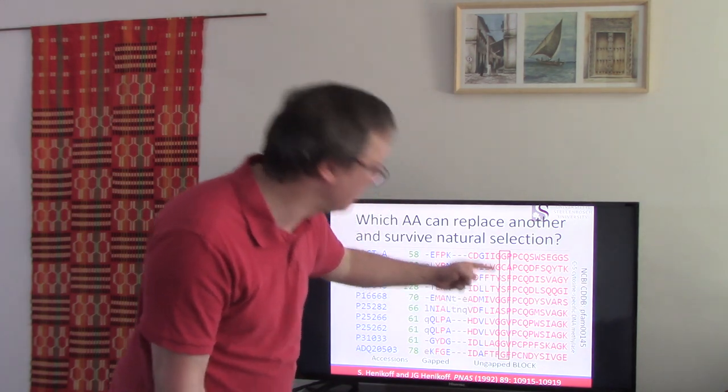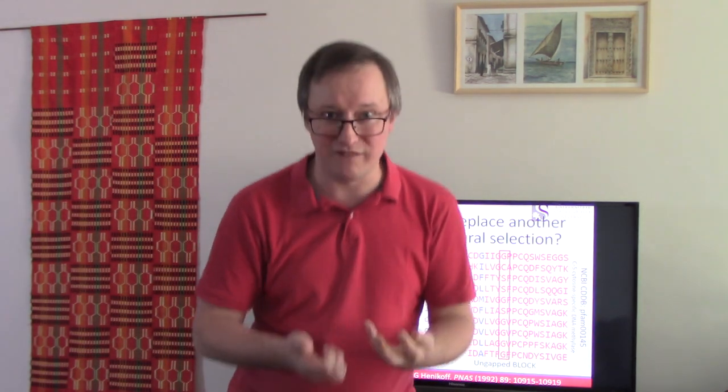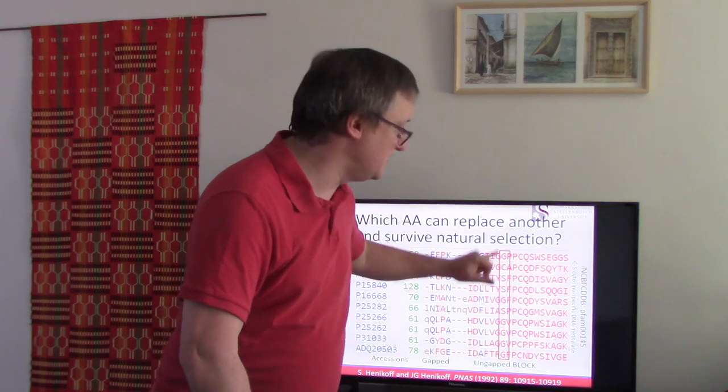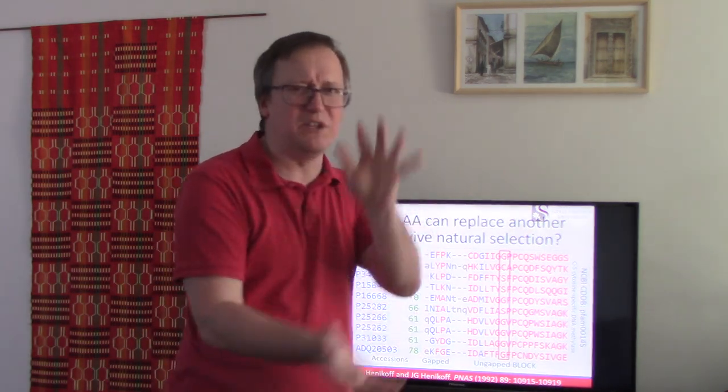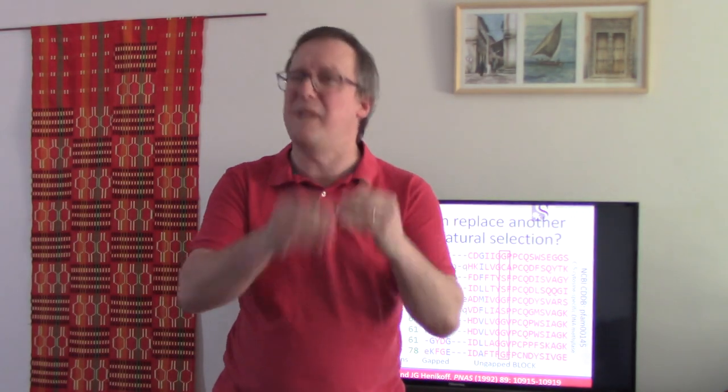We could think of S being replaced by G or S being replaced by C. All three of those letters could be replaced by any one of the other two in that case. So we think of this not just as an alignment of what we see today, but also as our trace of what may have happened over evolution.